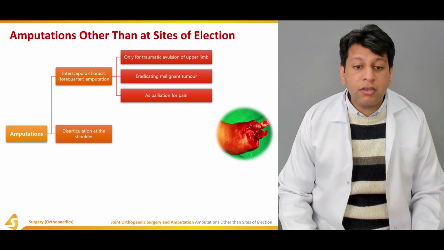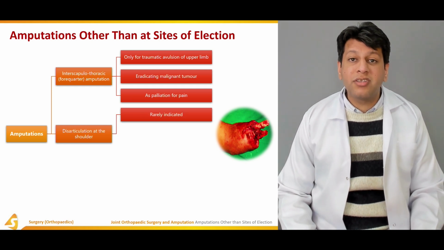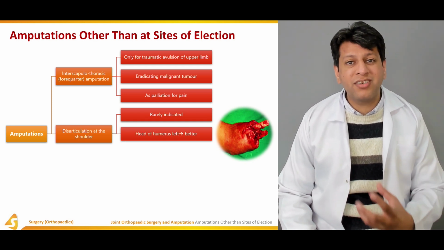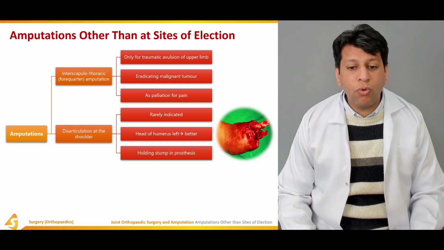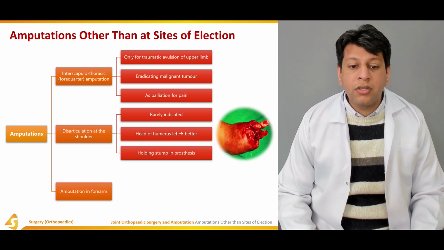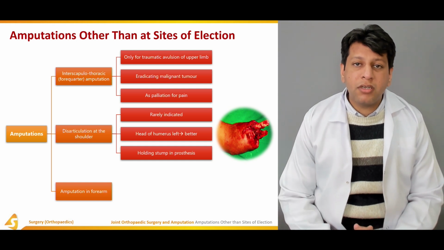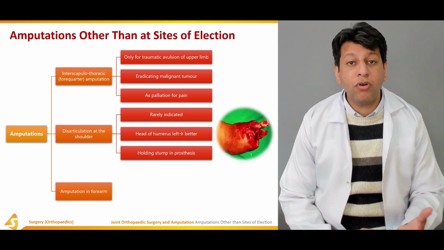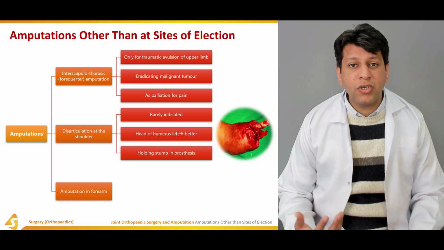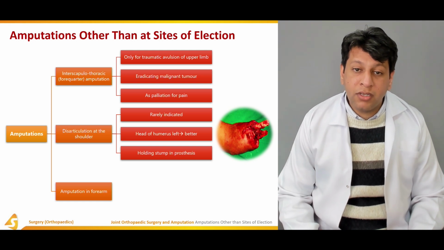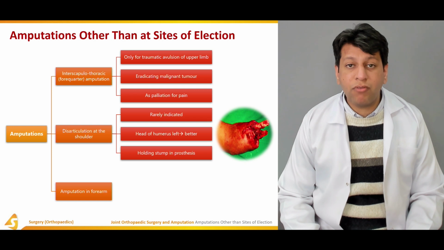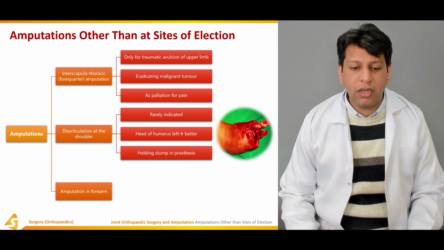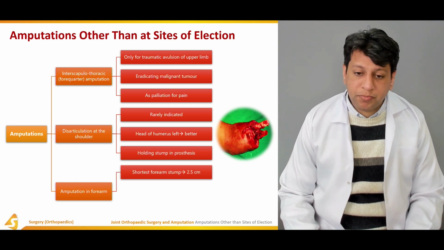Then it could be the disarticulation at the shoulder joint. Although it's rarely indicated, usually the head of the humerus is left for the better functional aspect of the patient, holding the stump in the prosthesis. But it could be done, for example, if the patient had an electrocution injury or a fall from a high area and due to severe trauma the limb was not salvageable, then probably this is the only indication where we have to go for this kind of surgery, although it's rarely done because the indications are quite rare. Then amputation in the forearm.